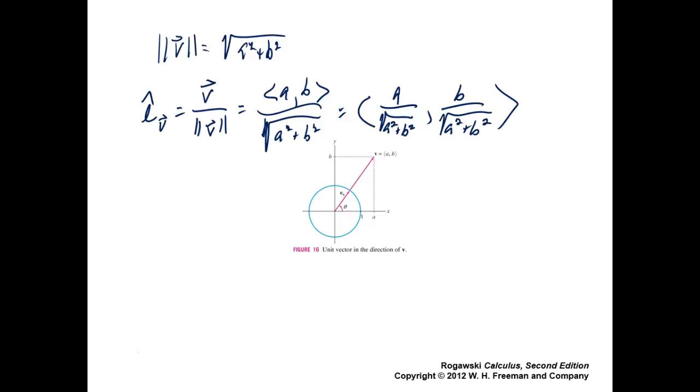How would you check that to make sure it's a unit vector? Square, add, take the square root. So when you square this, what do you get? a squared over a squared plus b squared. And when you square that, you get b squared over a squared plus b squared. Add them together: a squared plus b squared over a squared plus b squared, which is 1. So sure enough, that is a unit vector, and it's in the same direction as v.